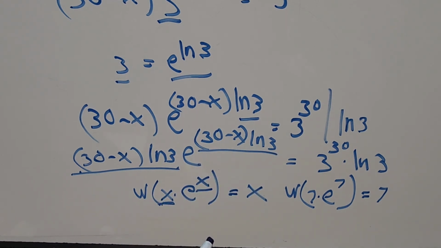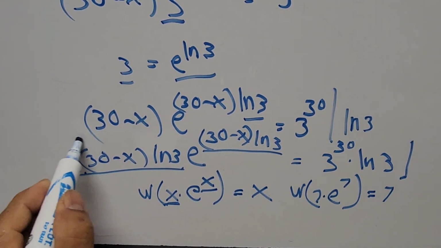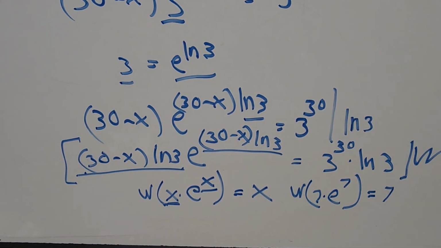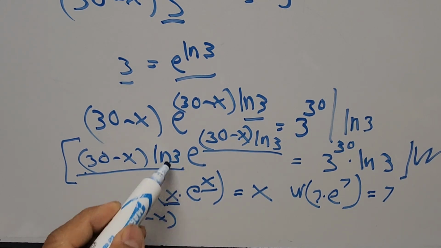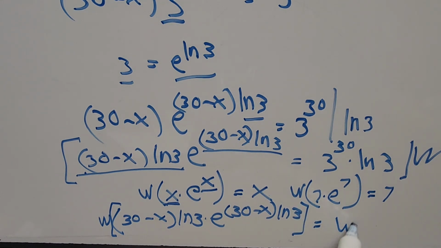Going back to our equation, integrating the Lambert W function to our equation, on the left-hand side we have W sub 30 minus x ln of 3 times e to the power of 30 minus x natural logarithm of 3 equals W sub the right-hand side, 3 to the power of 30 times natural logarithm of 3.